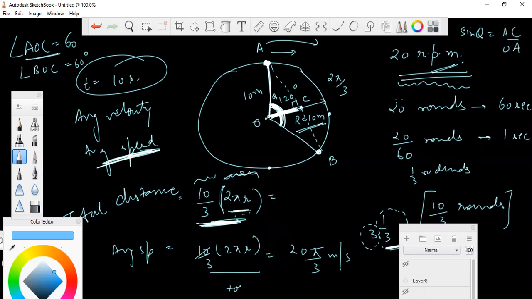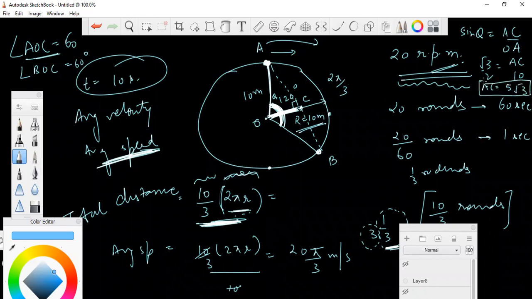What is the angle? 60. Sine 60 value is what? Root 3 by 2. What is the AC value? AC we have to find. What is the OA value? The OA value is 10. So AC is basically 5 root 3.